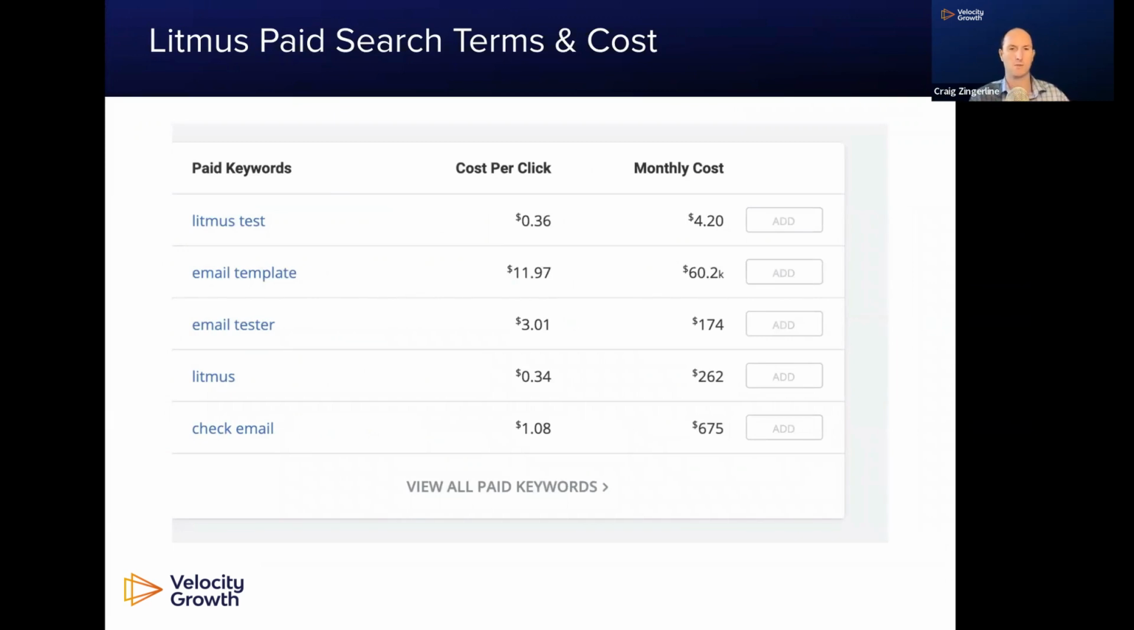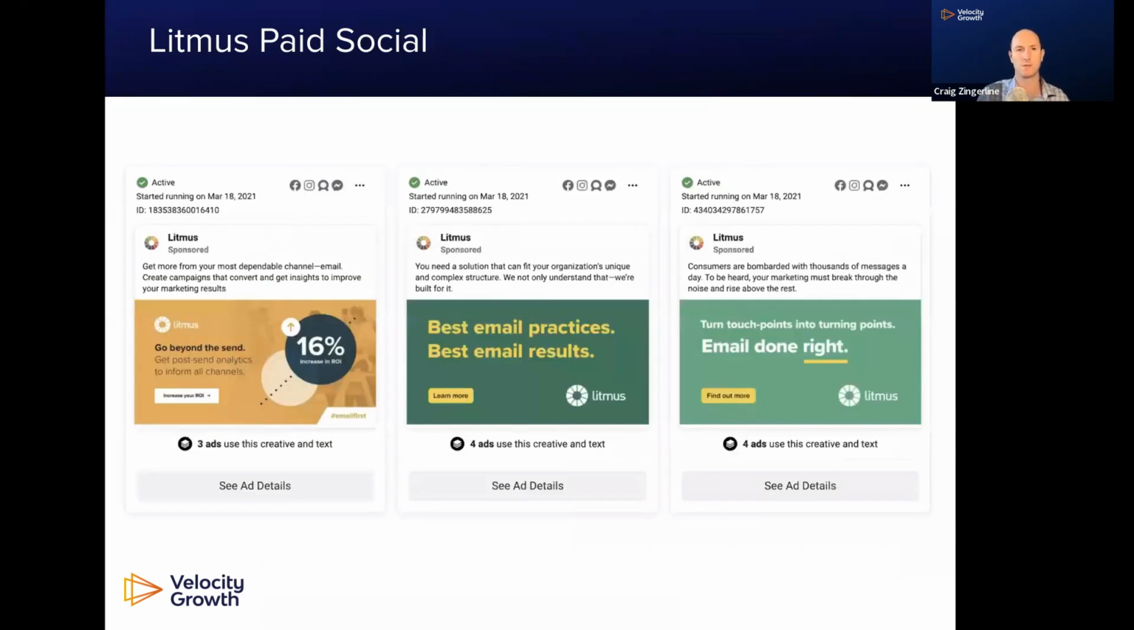And then I can dig into some of the paid search terms and cost. So email tester, Litmus, check email. I don't know how viable those are for me, but I can drill down and actually see some of the keywords that they're bidding on to get a better understanding of how my target audience is thinking about how to search for the solution to whatever problem that they might have. Right? So you get inside the mind of the marketer at Litmus when you do this.